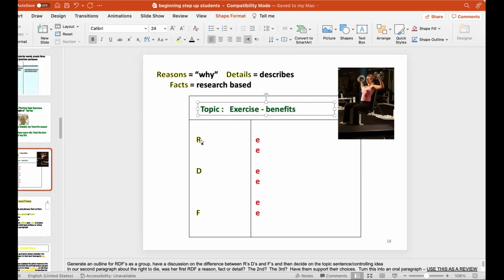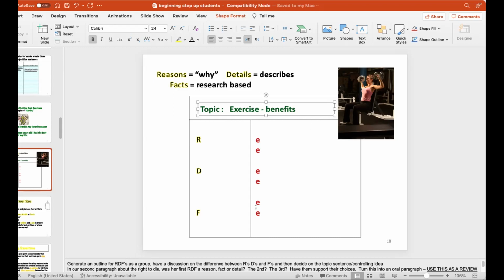And so we could give a reason that exercise is beneficial, like it makes your heart work harder. A detail: I like to do Pilates, and there's several things about Pilates I like a whole lot. And a fact: people who exercise are cheerier, have better moods because they have endorphins in their brain, something like that. Reasons answer why there are different benefits. Details describe the benefits, and the facts are research-based.